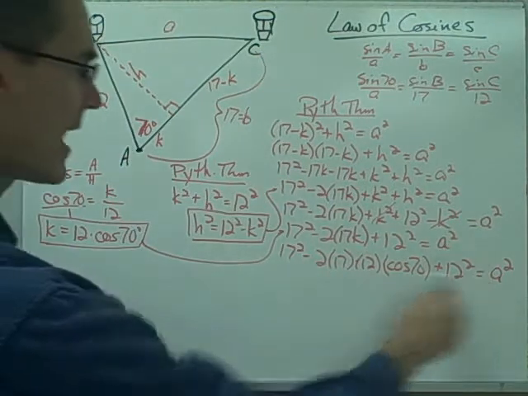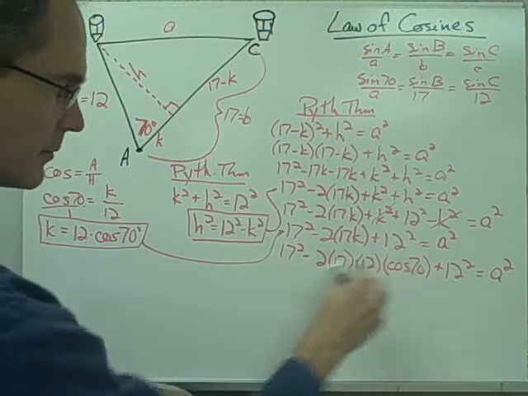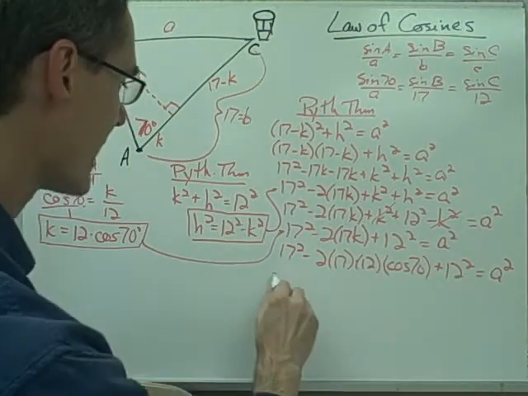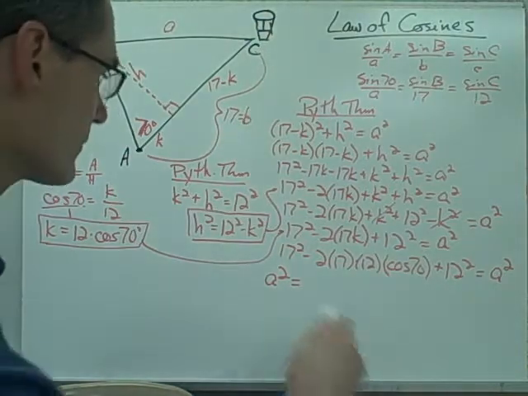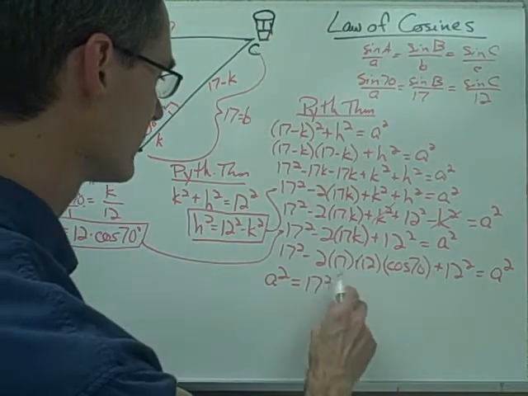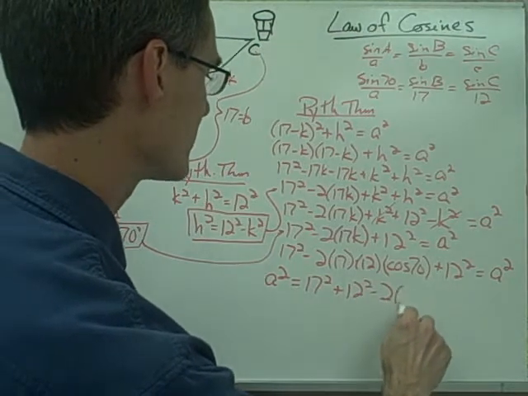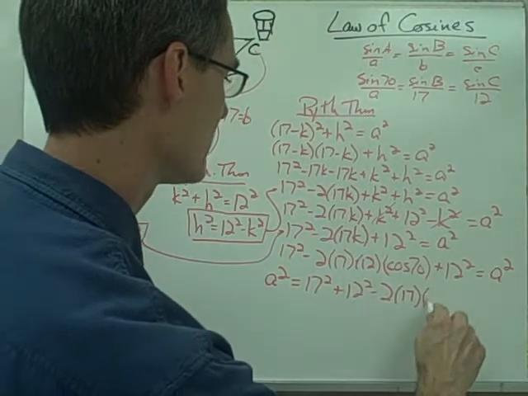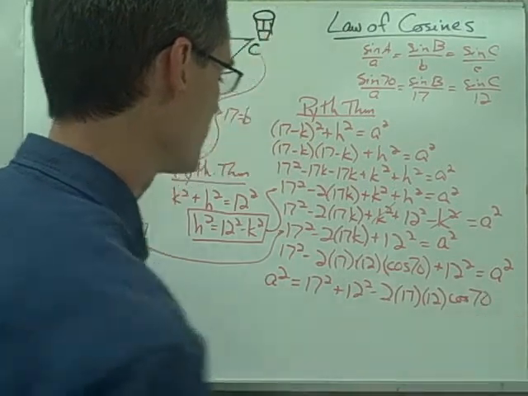All right. Now, this, believe it or not, is actually what we're looking for, and I'm going to rearrange this just a little bit. I'm going to put my a squared over on this side. a squared equals 17 squared plus 12 squared minus 2 times 17 times 12 times cosine of 70.